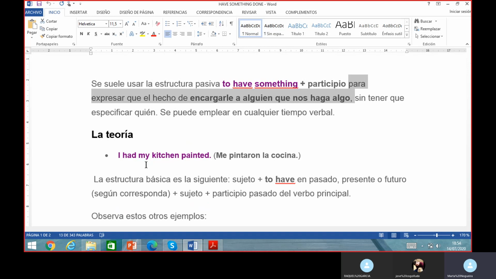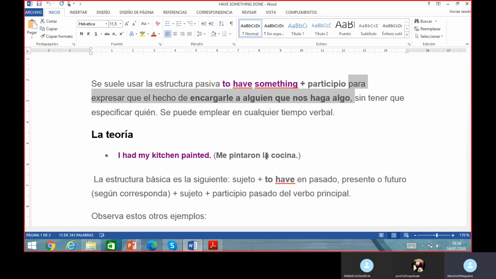Me pintaron la cocina. We know that you weren't the one painting the kitchen. No es lo mismo que yo diga he pintado la cocina o me han pintado la cocina. So the subject is different. O me he cortado el pelo. Bueno, en español si decimos me he cortado el pelo, alguien puede intuir que se lo han cortado en la peluquería o que se lo ha cortado él mismo. En español es a veces ambiguo, en inglés no.